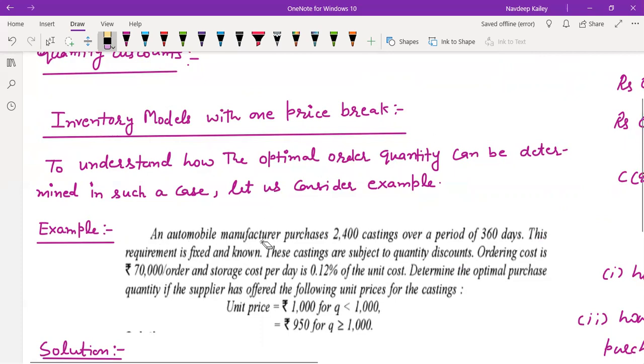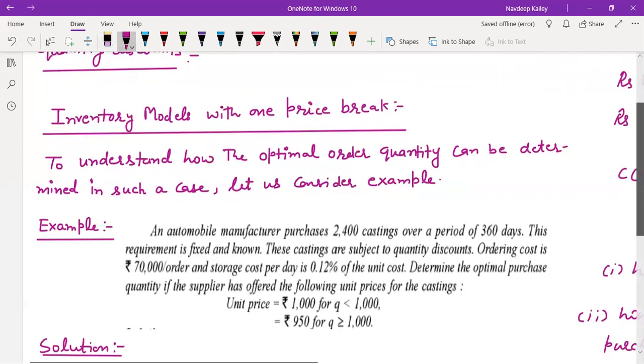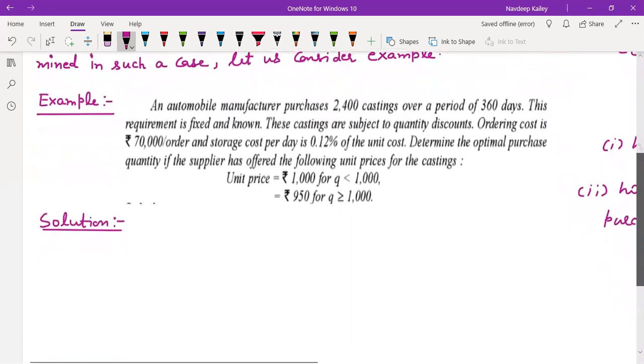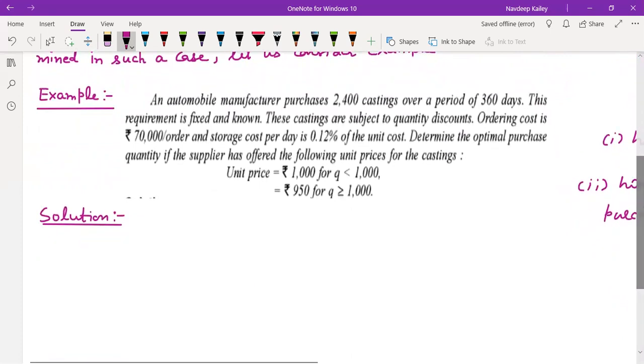Here, the example is: an automobile manufacturer purchases 2,400 castings over a period of 360 days. This requirement is fixed and known. These castings are subject to quantity discounts. Ordering cost is rupees 70,000 per order and storage cost per day is 0.12% of the unit cost. Determine the optimal purchase quantity if the supplier has offered the following unit prices for the casting: unit price rupees 1000 for quantity less than 1000, and rupees 950 for quantity greater than or equal to 1000.